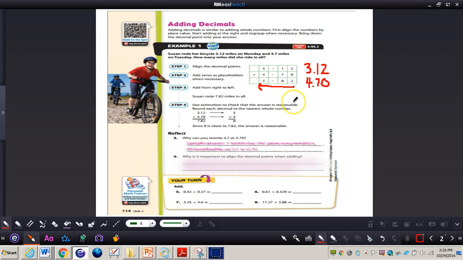Now, if you want to use estimation, you can. You can see you can estimate this to the nearest whole number. That's a 3. That's a 5. As we round to the nearest whole number, that's 8. So you can see that it is a reasonable answer.